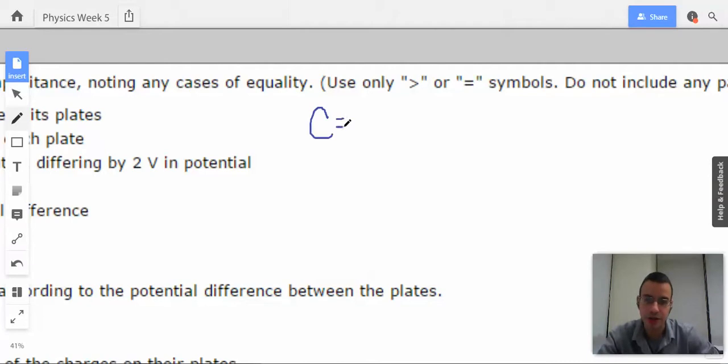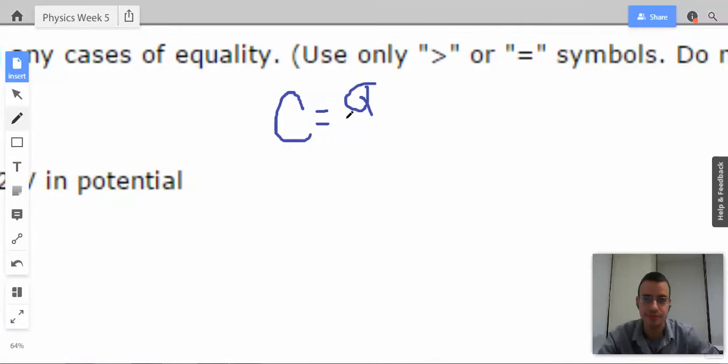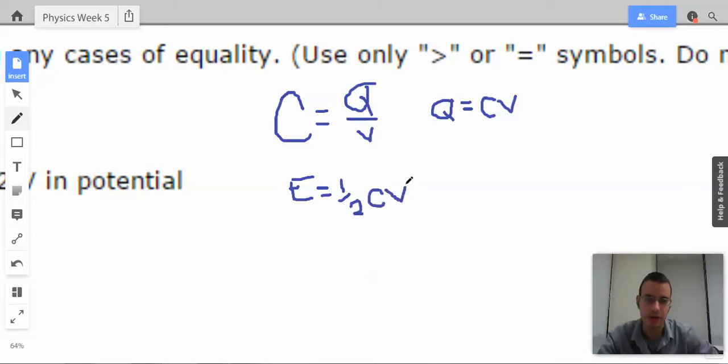Alright, so first I'm going to write it: capacitance equals Q over V. Such a sad looking Q. And I'm going to rearrange this so that Q equals CV. And then we're also going to use energy, since I think I saw energy in there. Energy equals 1/2 CV squared. And we'll probably have to rearrange some other things as well.